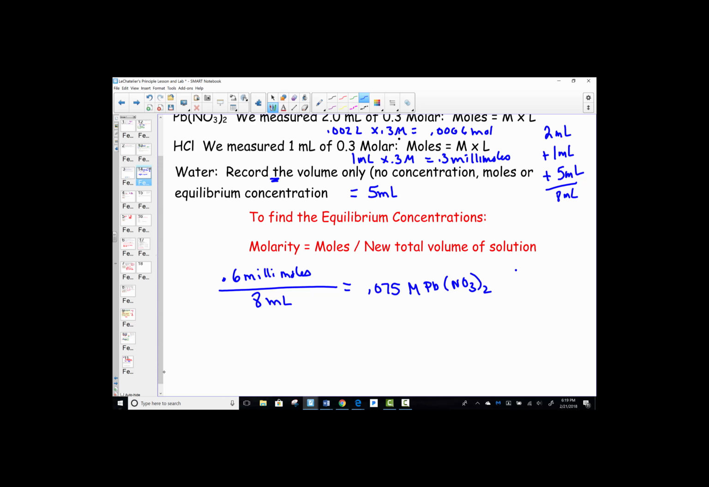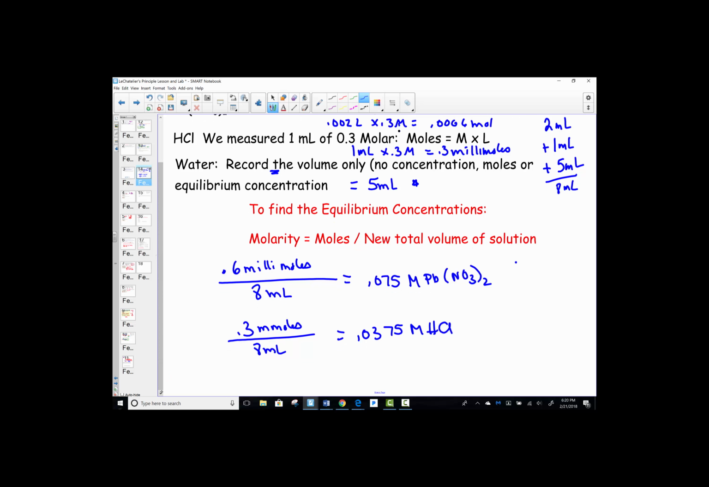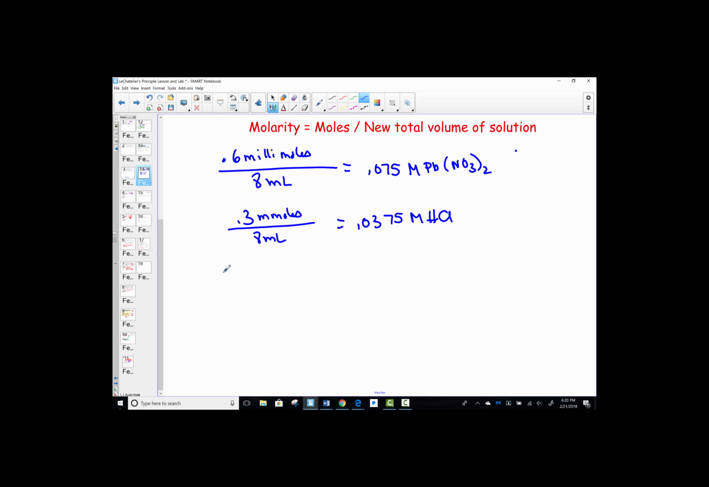Now remember, we found 0.3 millimoles of HCl in the new combined volume of 8 mL. So millimoles divided by milliliters gives me 0.0375 molar. The only thing that's going to vary is this. You have to find that experimentally. Now, what are we supposed to do with that? How do we calculate the KSP? Remember our study for this equilibrium.